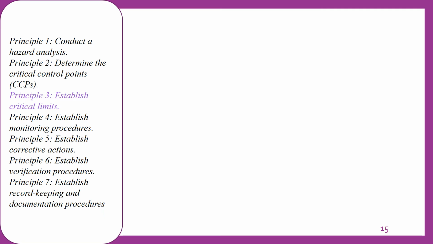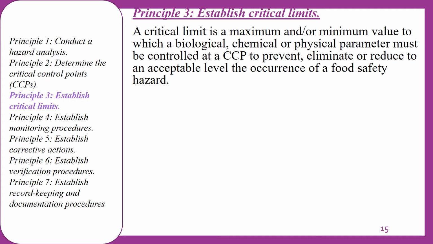After that, we come to the third principle, establish critical limits. A critical limit is a maximum or minimum value to which a biological, chemical, or physical parameter must be controlled at a CCP to prevent, eliminate, or reduce to an acceptable level the occurrence of a food safety hazard. A critical limit is used to distinguish between safe and unsafe operating conditions at a CCP.